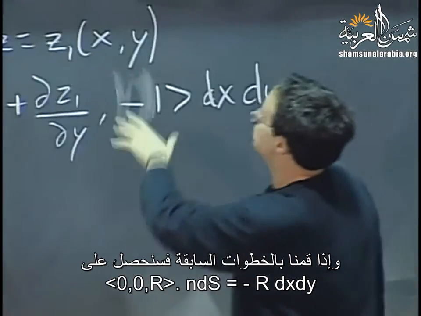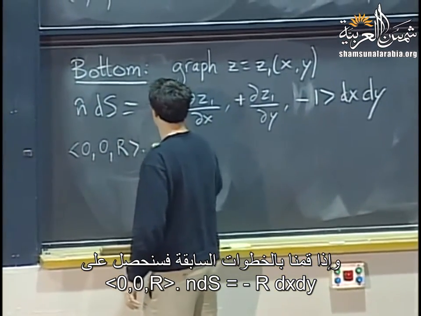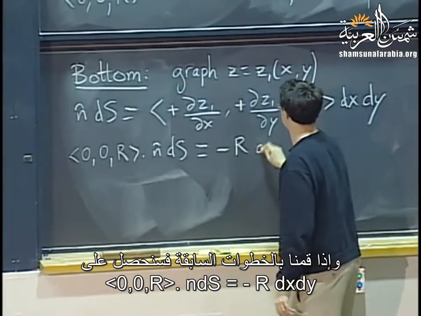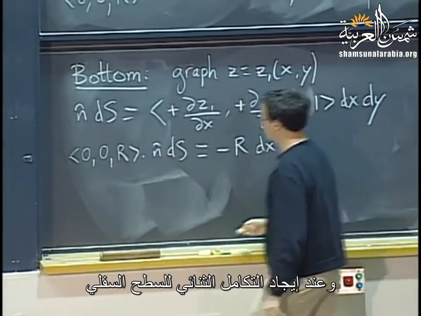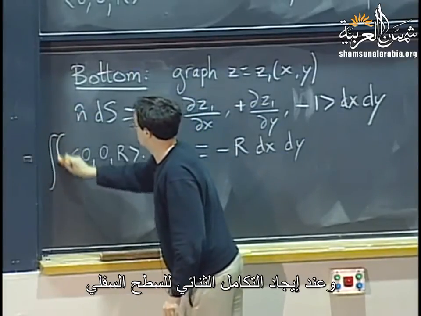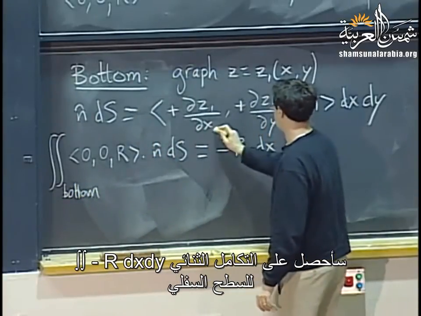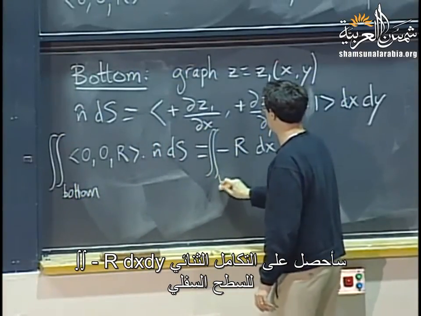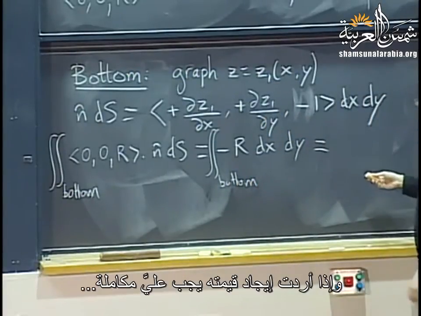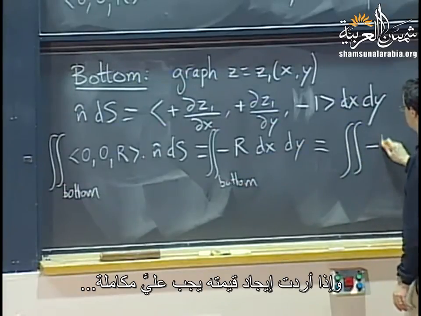Now, if I do things the same way as before, I will get that (0, 0, r) dot n dS will be negative r dx dy. And so when I do the double integral over the bottom, I'm going to get the double integral over the bottom of negative r dx dy, which if I try to evaluate that, well, I actually will have to integrate.